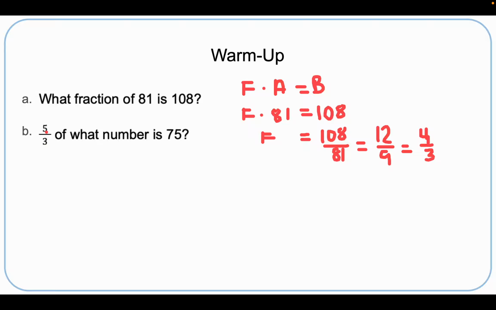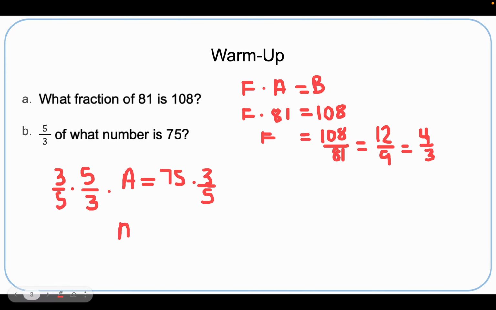And then the second problem, 5/3 of what number is 75? So using our formula there, 5/3 times what number, A, is 75. To solve for A, I need to multiply by the reciprocal. So multiply by 3/5. And what I do to one side, I need to do to the other.